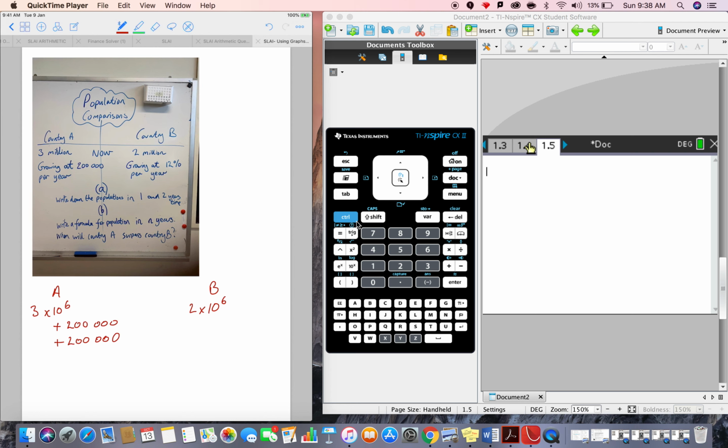And this is growing at 12% per year. So this is compound growth. Not compound interest, it's not an investment, so it's just times by 1.12 times by 1.12. Okay. So basically I think for part A we can write down the country values for A, 3,200,000 and 3,400,000.